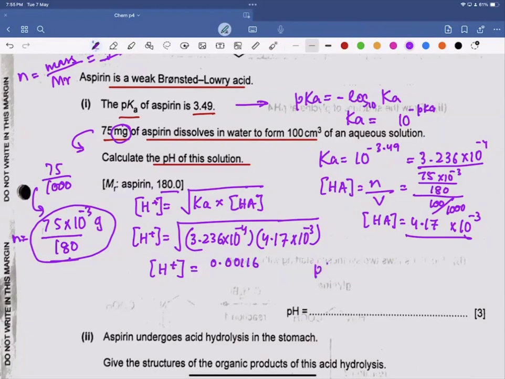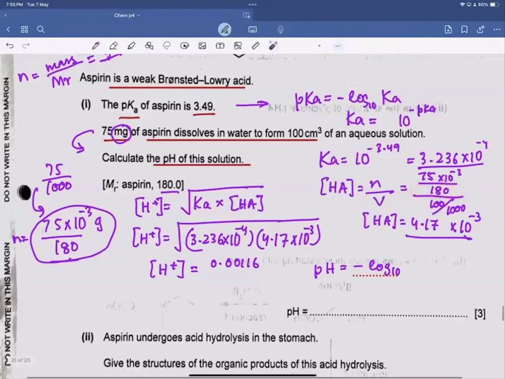Now we got the concentration of hydrogen, and now we will put it in the pH. So pH is equal to, see, that's not 1000, Abdullah, that's 180. We have grams, we have divided with the Mr to convert it into moles. Okay, Hassan. So it's 2.93, right?